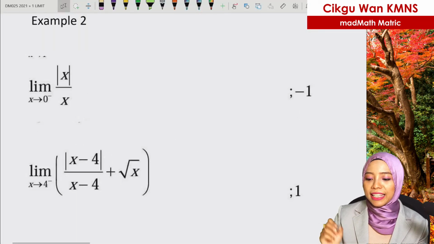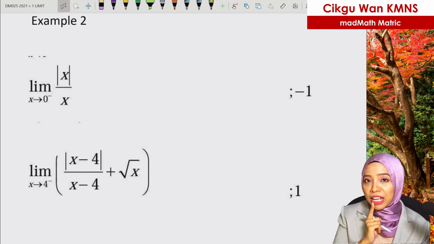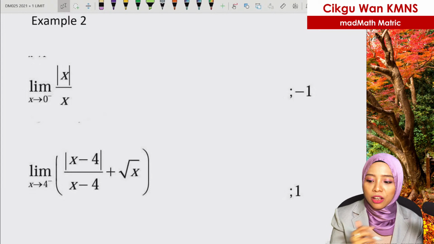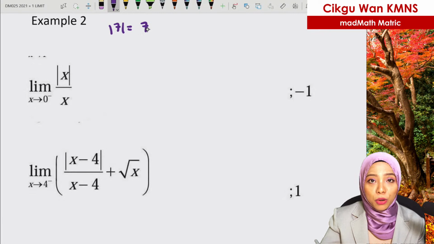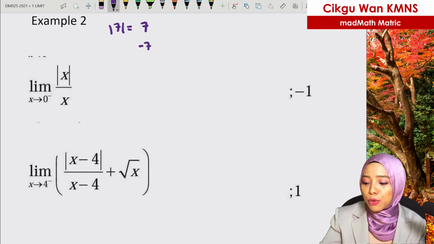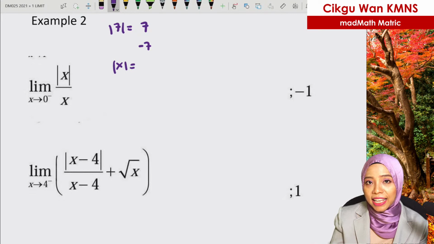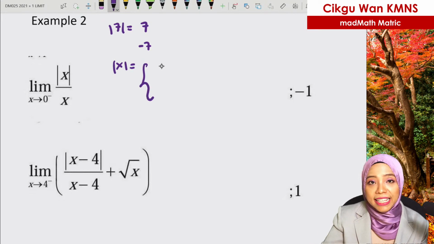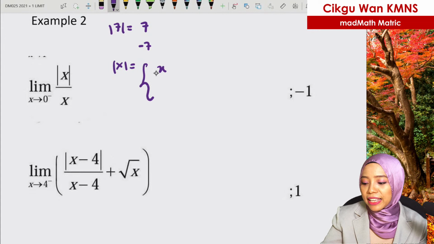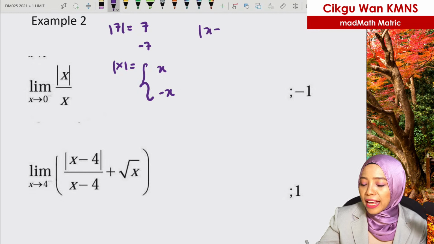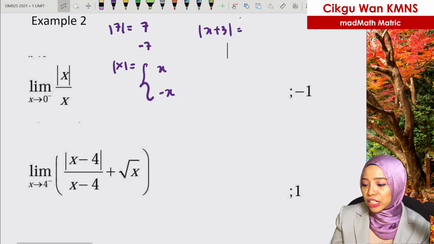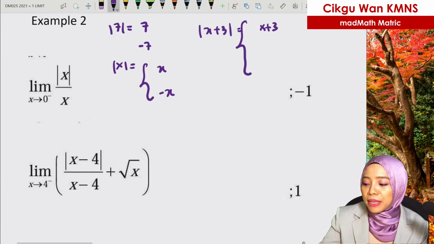Okay, look at this example 2. Now you are given the absolute value of x. What does absolute value mean? For example, if given absolute value of 7, it can be positive 7 or negative 7. The same goes if you have the absolute value of x: it can be positive x or negative x. What if I give you |x + 3|, where the function is linear? It's linear, but it's an absolute function. The same goes here: it can be x + 3 or negative (x + 3).